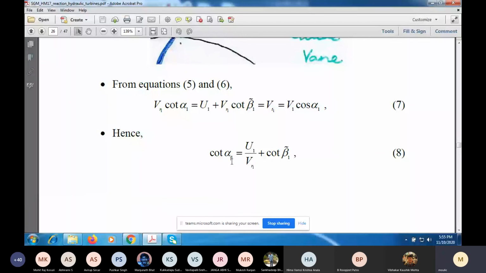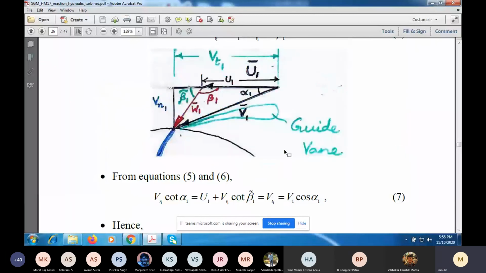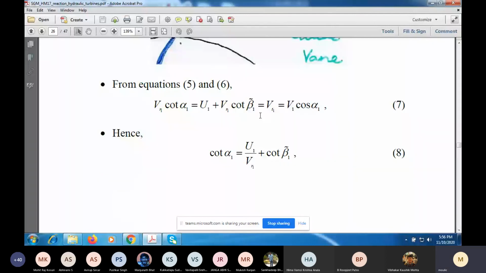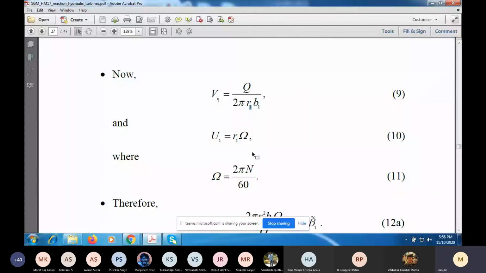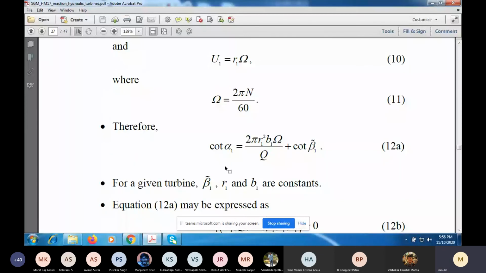Now beta 1 tilde is fixed because that is dependent on the blade angle. But alpha 1 can be altered because the guide vane has a pivot, and you can rotate the guide vane about the pivot to change alpha 1. Now what is U1? Well, U1 is simply R1 omega, and Vr1 I can express in terms of the flow rate and the geometric parameters. So you have cot alpha 1, a relation between alpha 1 and beta 1 tilde, which involves omega and Q.